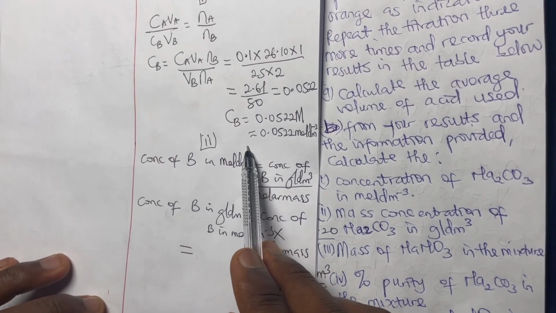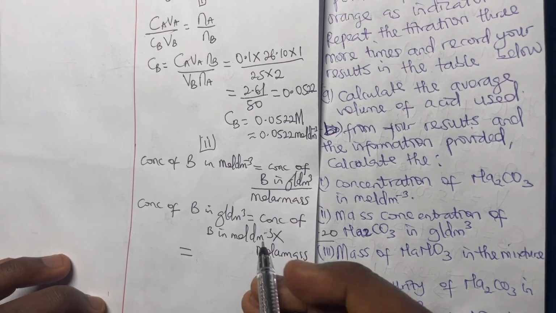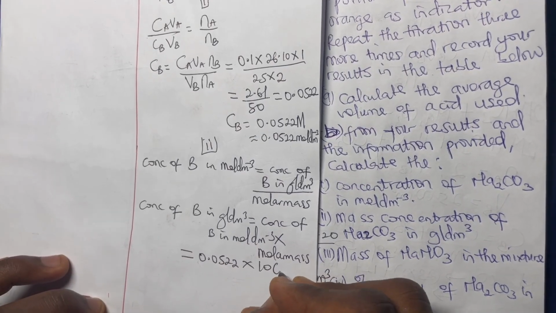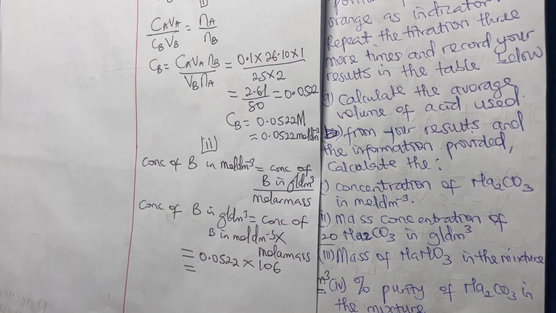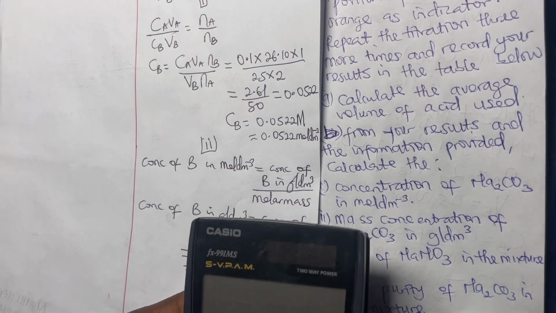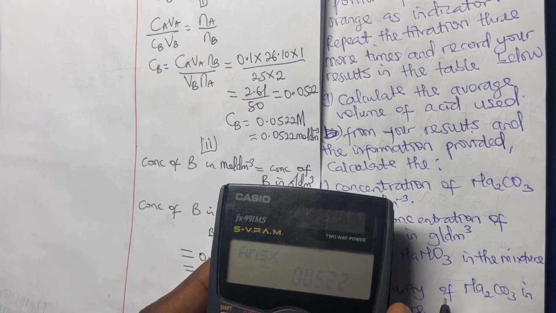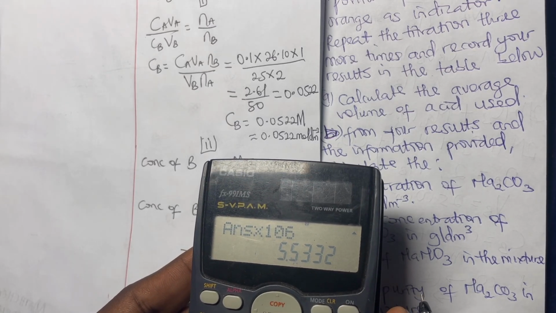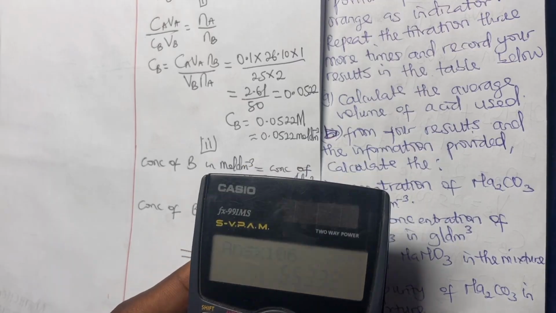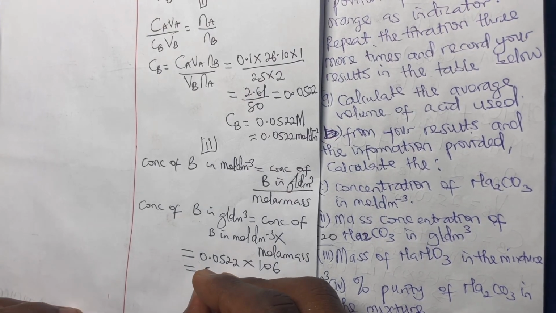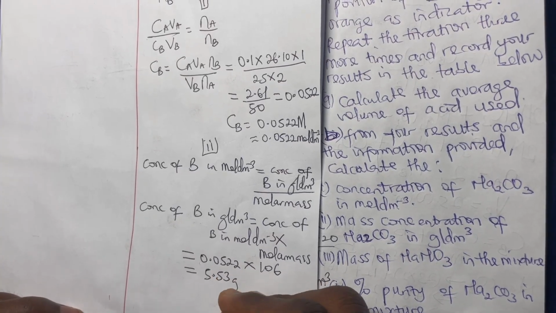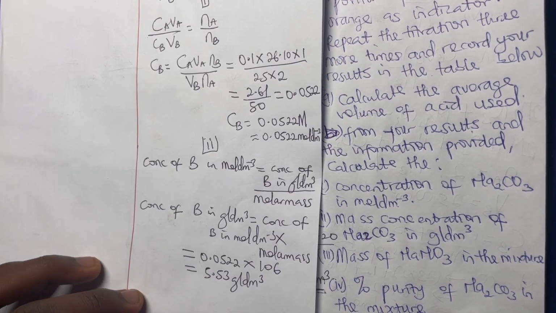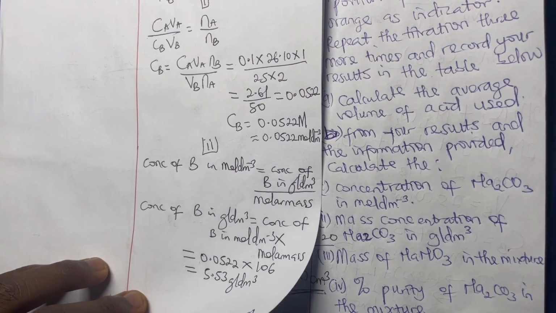That will be equal to the concentration of B in mole per dm cube, that's the CB, which is 0.0522, times 106. Let me press it here: 0.0522 times 106, and that gives me 5.5332. So that will be 5.53 gram per dm cube. Okay, so I'm done with the B part. Now moving to the C part.